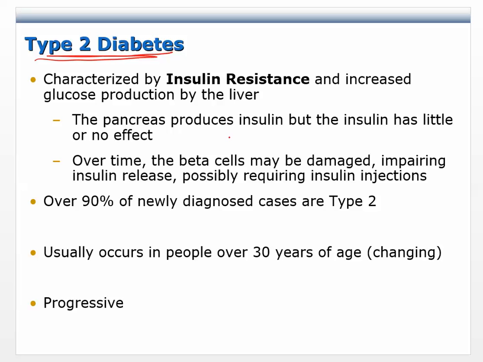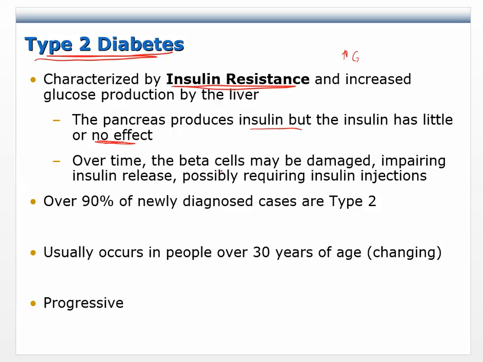Type 1 is pretty straightforward. You've destroyed the beta cells. You can't make insulin. Type 2, however, is characterized by insulin resistance. Like we said, we're still making insulin. Insulin is still being produced, and in fact, insulin can be elevated, and yet you also have elevated glucose. Okay, so even though you have elevated insulin, you still have elevated glucose. So the pancreas produces insulin, but the insulin has little or no effect.